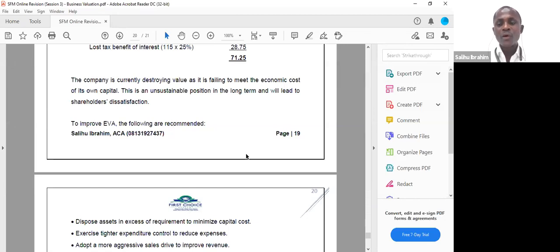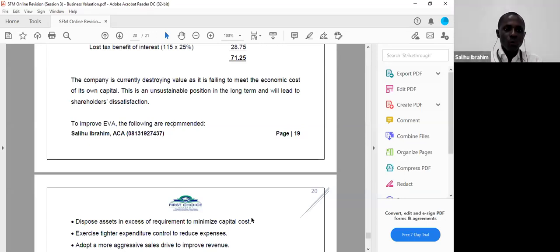Now, if you want to make a recommendation, what are the recommendations we are going to make? Number one is that if there is any asset that is in excess of requirement, you need to sell off the assets to minimize capital cost. You are carrying an excessive amount of capital employed, so you need to dispose such assets so that you can improve your profitability.